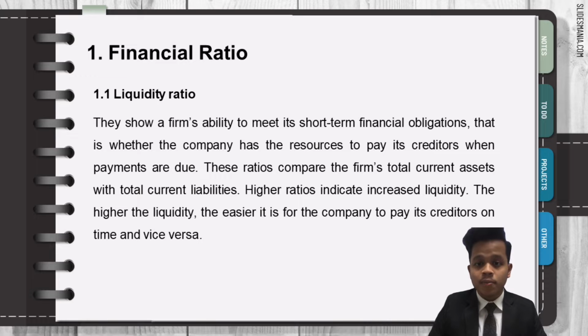Now I'll explain about the liquidity ratio. The purpose of the liquidity ratio is to assess a firm's ability to meet its short-term financial obligations. That is, whether the company has the resources to pay its creditors when payments are due. There are two types of ratios under the liquidity ratio, namely current ratio and quick ratio.